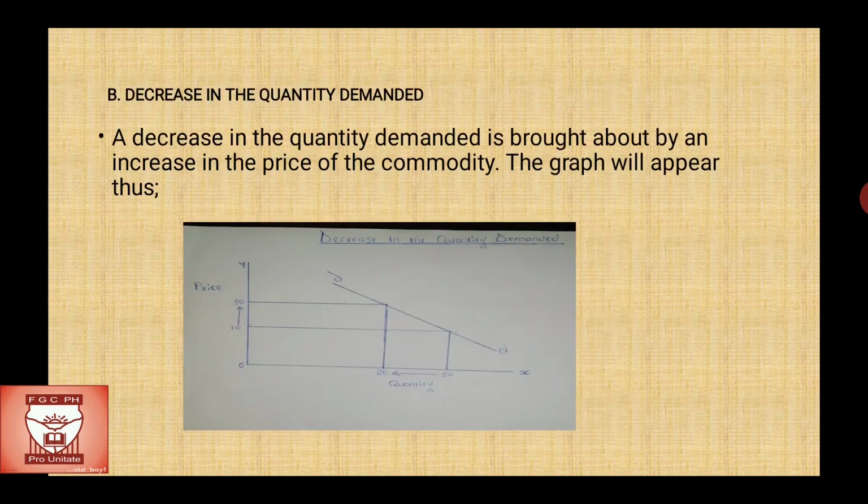Now the second one is decrease in the quantity demanded. A decrease in the quantity demanded is brought about by an increase in price of the commodity. When the price of a commodity increases, the quantity demanded of that commodity will reduce. Now let's look at the graph on your screen. When the price of the commodity was 10 naira, the quantity demanded was 50 pieces. And when the price increased to 30 naira, quantity demanded reduced to 20 pieces. So a decrease in the quantity demanded is caused by an increase in the price of that commodity.